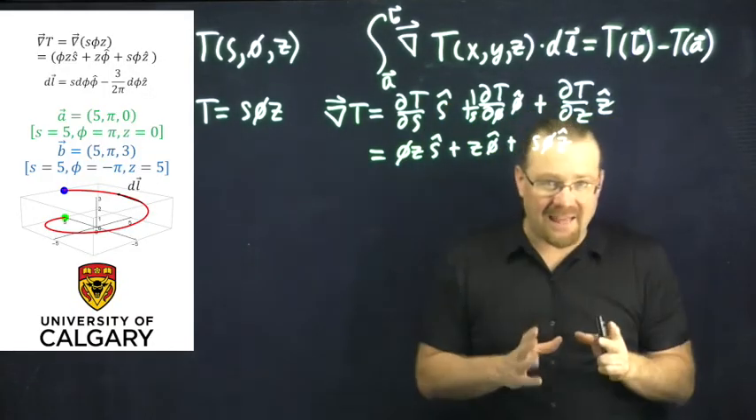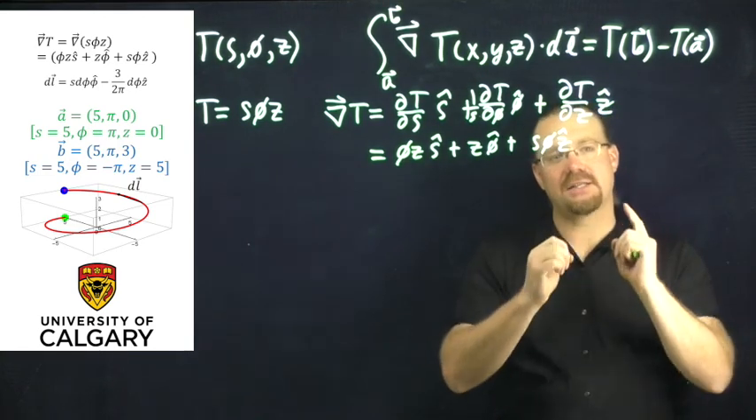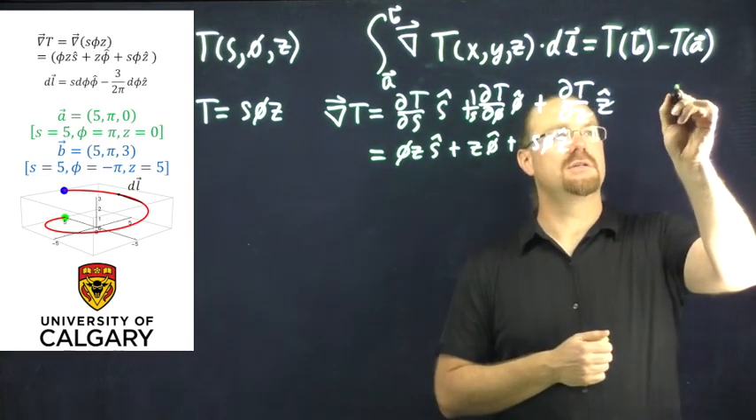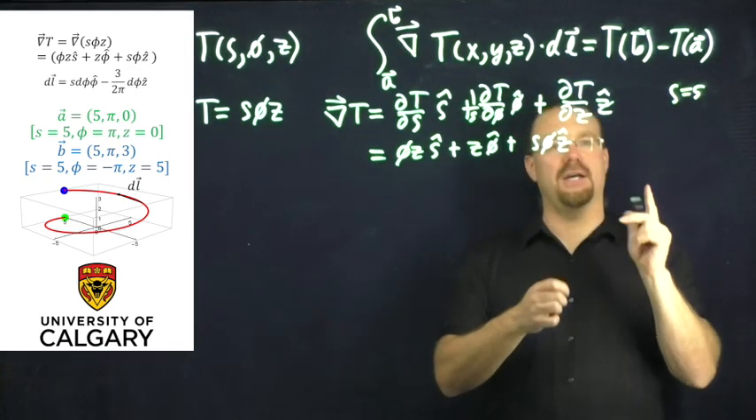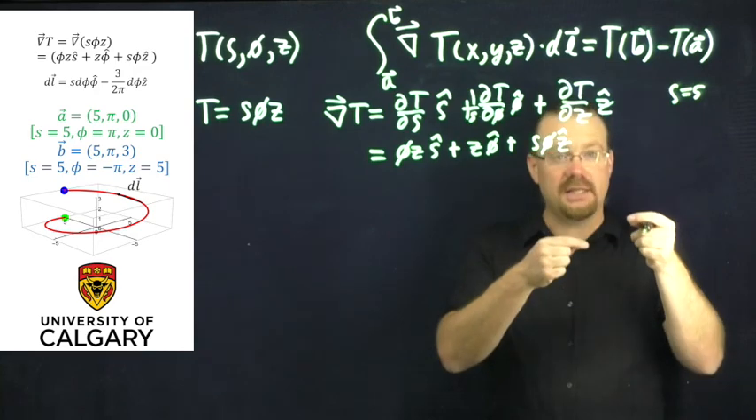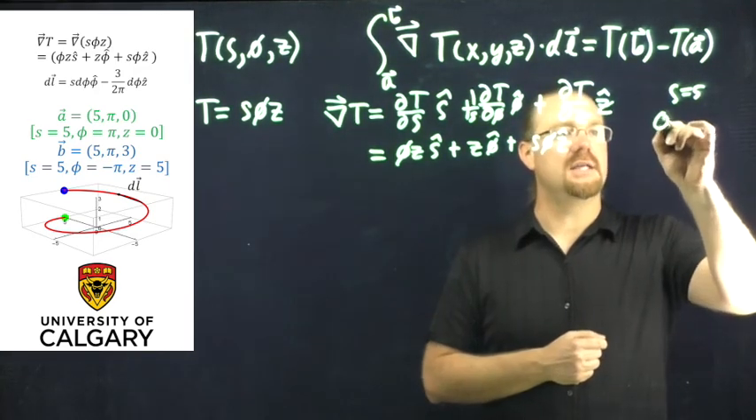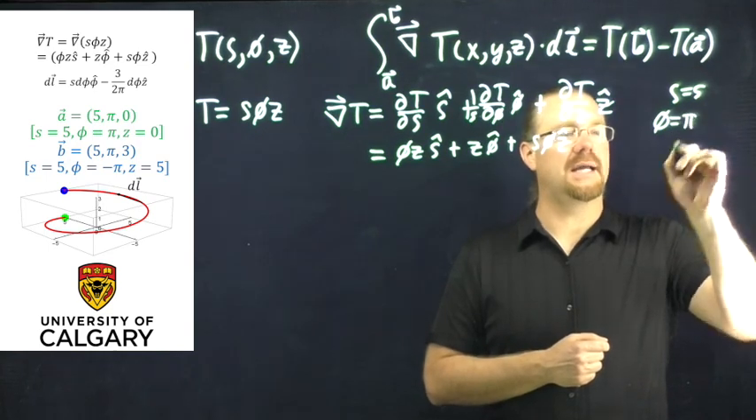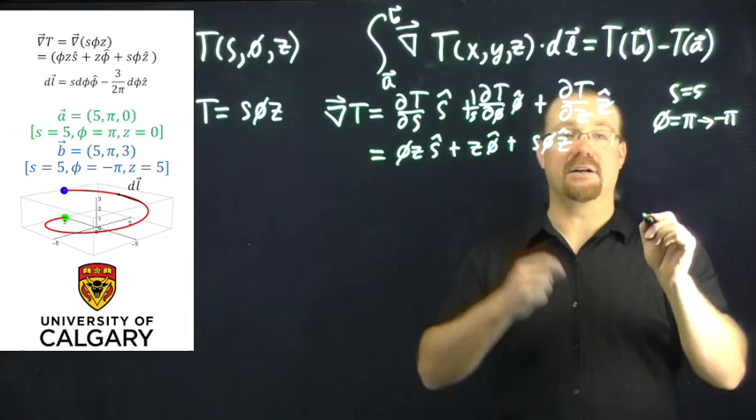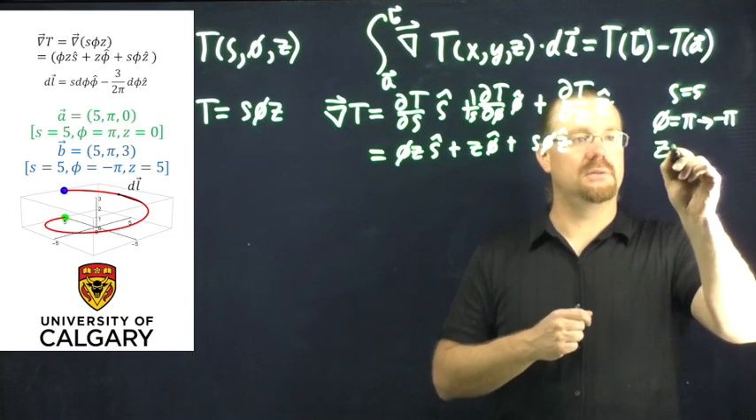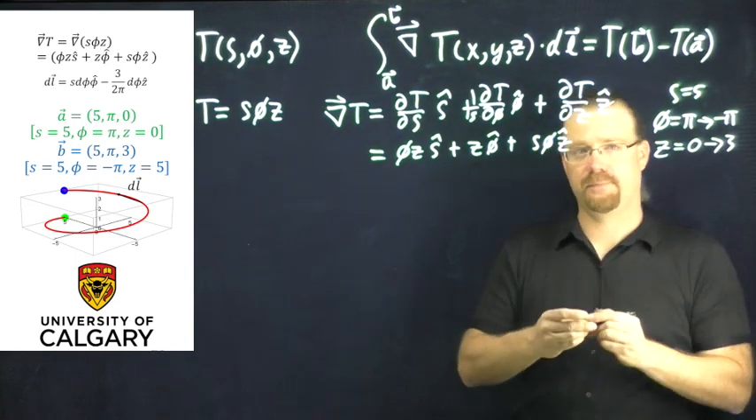The particular path that we're going to wind up taking is a spiral, and this spiral is going to keep a constant s. So for all of it, s will equal 5. As we go up, s is going to stay 5. The path is going to stay 5 units away from the z-axis. Our phi is going to start at pi, and it's going to go back to negative pi. And our z is going to start at 0, and it's going to go up to 3.